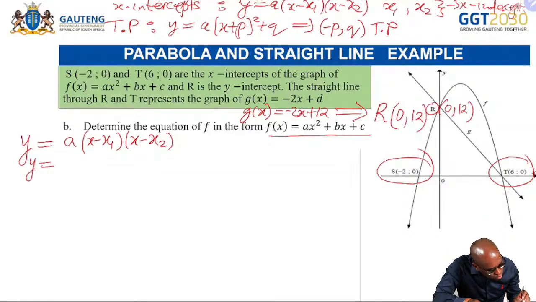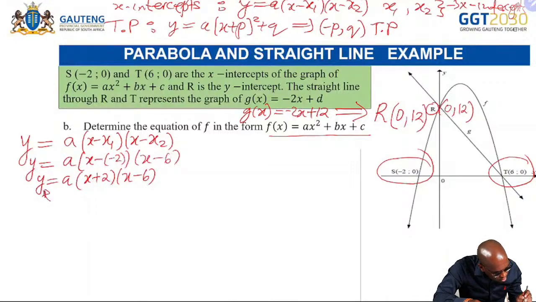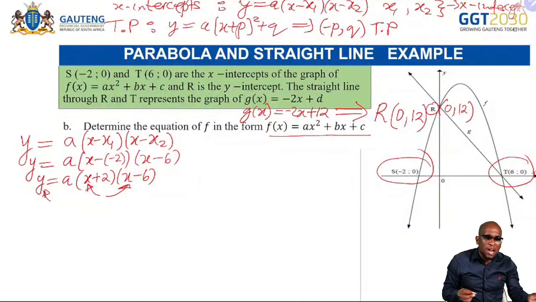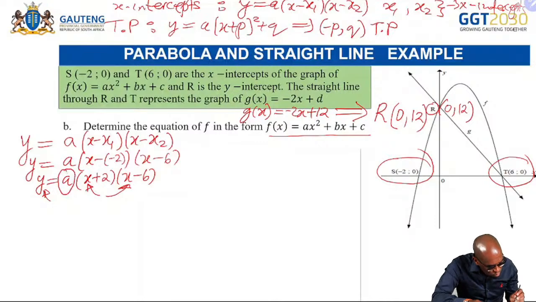So we're going to substitute our x-intercepts. The first one is minus 2. The second one is 6. So we get that y equals a into (x plus 2)(x minus 6). From here you can see that the only unknowns are y and x. If we can find the additional point by substituting y and x, then we'll be able to work out the unknown a. So we're going to check a point on the parabola, which is the point (0; 12).